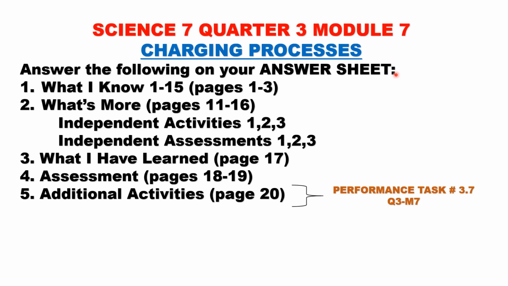So you need to have the following on your answer sheet. First, what I know, what's more, answer independent activities 1, 2, 3, independent assessments 1, 2, 3. What I have learned, assessment, and additional activities. So additional activities will be your performance task number 3.7.